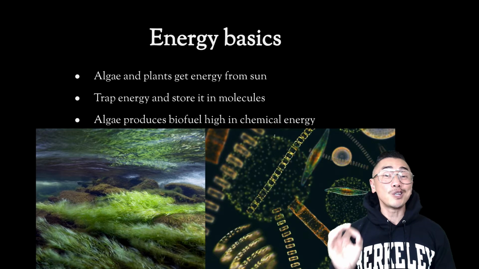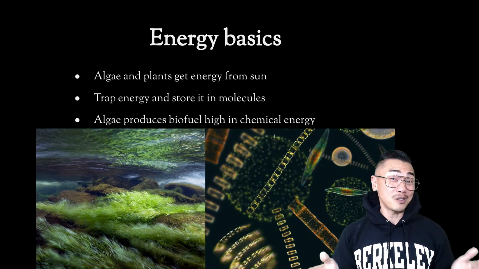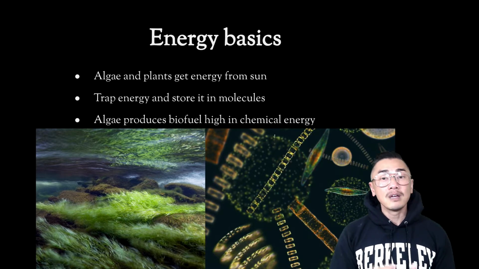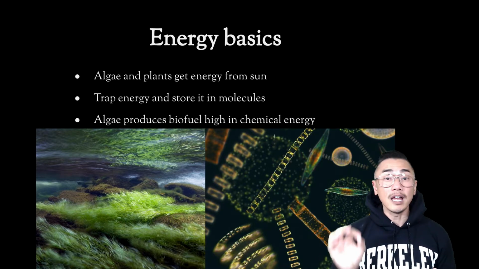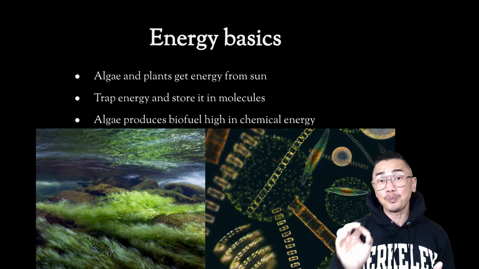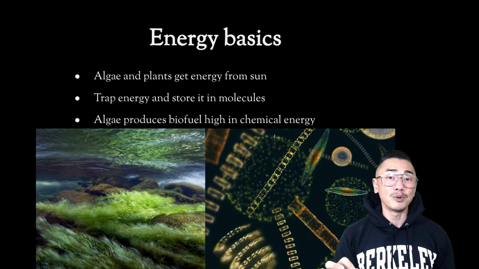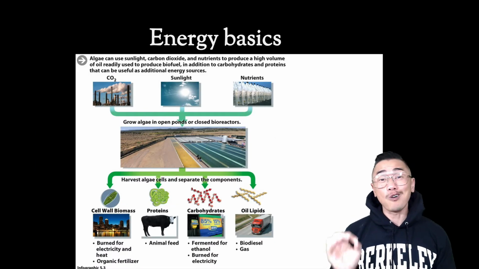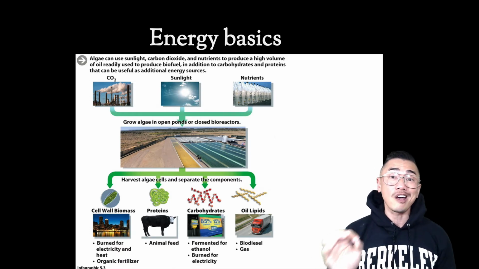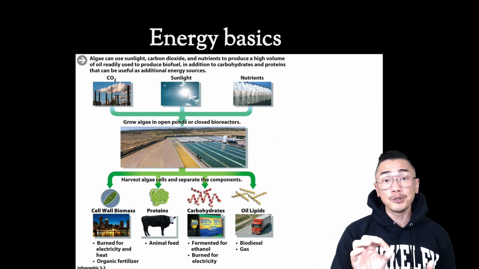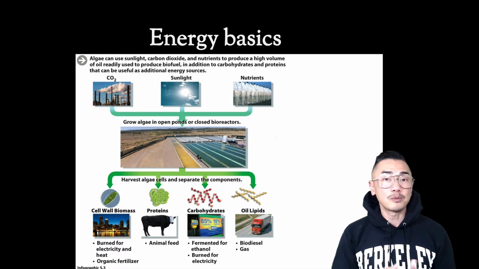Algae and plants don't have to eat food. They can make their own, and they make their own using energy from the sun. They'll trap sunlight energy and store it in organic molecules. That's how algae can produce biofuels that are high in chemical energy. This infographic shows how carbon dioxide, sunlight, and nutrients can be used to produce algae. The algae can then be harvested to produce fuels.